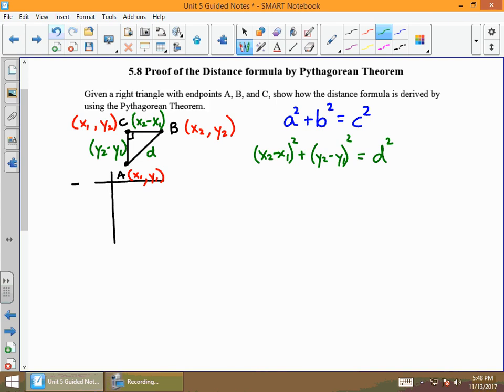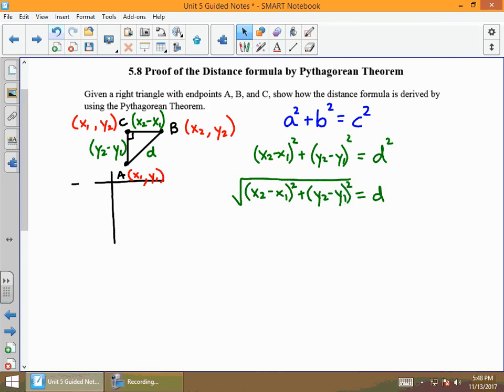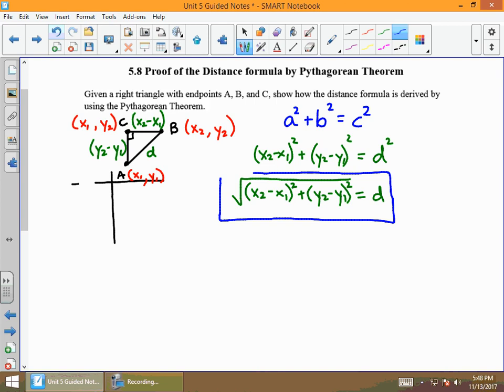Well, if I want to solve this for d, and get d by itself, I get rid of a square by doing a square root. So the square root of the right side, square root of d squared is d, and the square root of the left side would be the square root of whatever all of this stuff is. It's x2 minus x1 squared plus y2 minus y1 squared. That is, by the definition, the distance between 2 points. So when we talk about the distance formula, there it is.